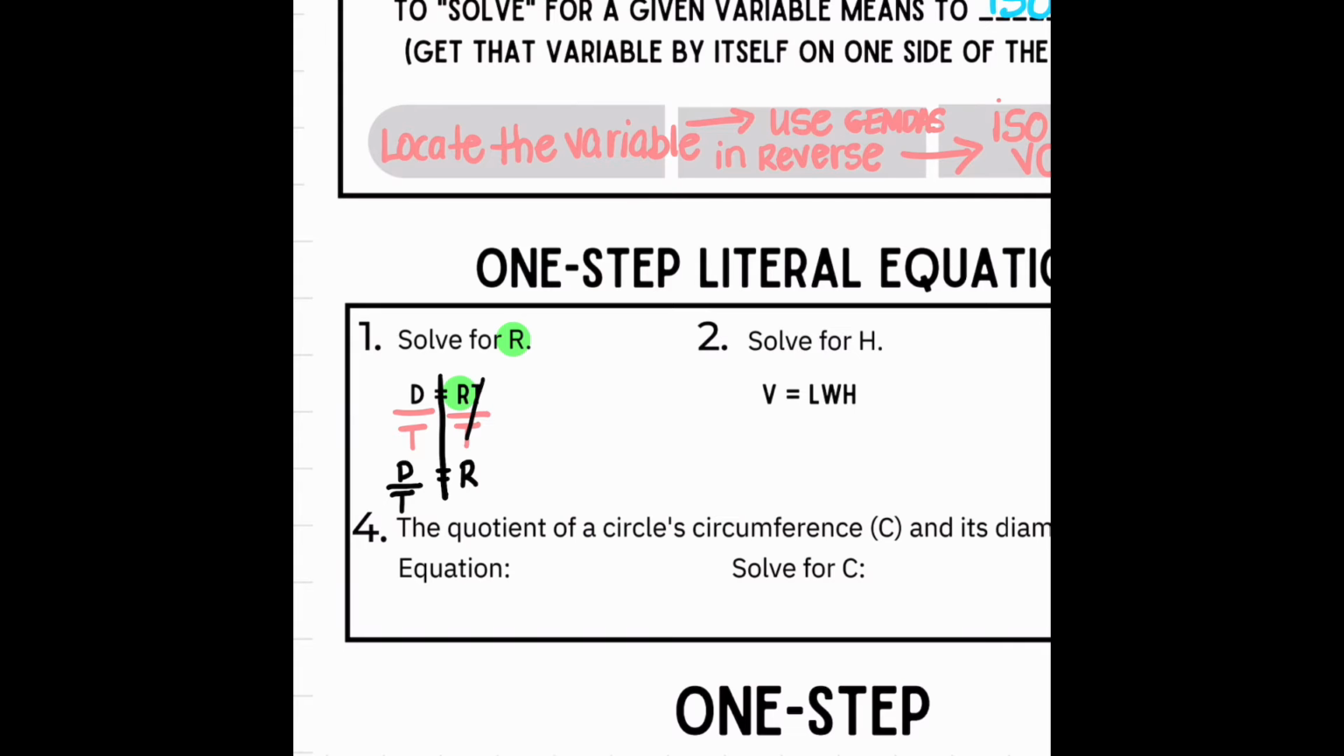If I think about this in a scenario, it's kind of like if you want to rearrange your bedroom. You're going to take the furniture and the stuff out of your bedroom and you're going to put that same stuff back in. You're just going to rearrange it. That's the same thing that happens with a literal equation. You're going to have the same variables or the same pieces left. You're just rearranging it. So I now have R by itself, so R equals D over T.